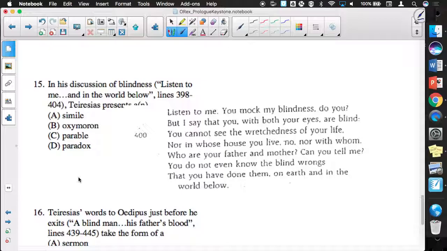Number 15. The only word on here that we haven't used before would be a parable. What's a parable do? I'm not saying that's the answer, but what's a parable? A short story to teach a moral lesson. So the tortoise and the hare would be like a parable. A lot of religious stories, regardless of denomination, tend to be parables. So it's teaching you some kind of short moral.